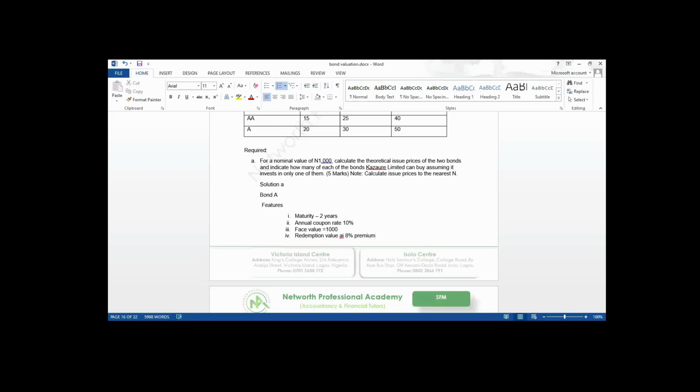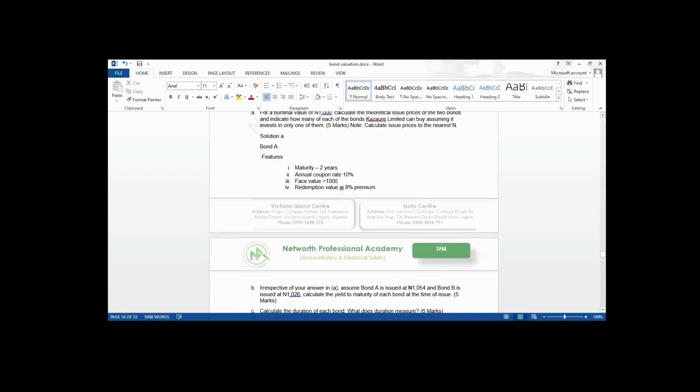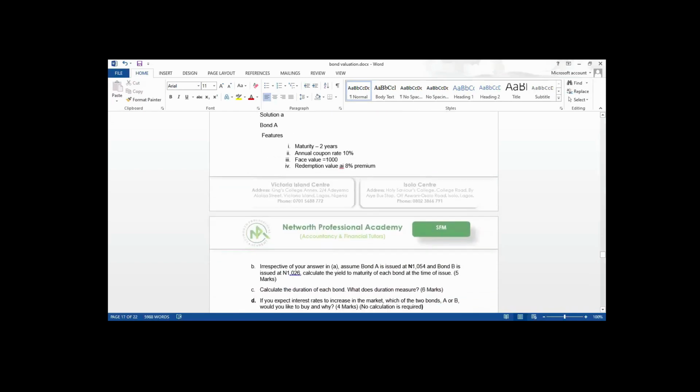Now we can get the expected future cash flow for bond A. I'm trying to take another approach to the solution. Instead of just solving and saying good night, we have itemized the features of bond A.